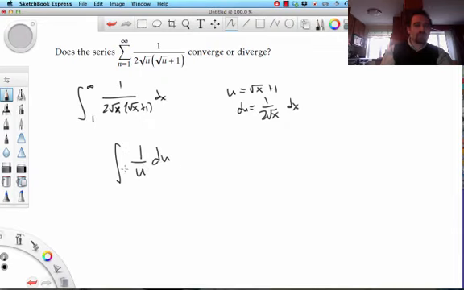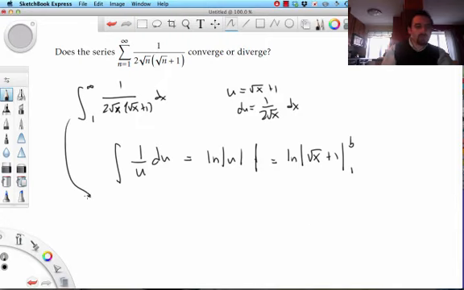And I'm leaving the limits of integration off right now until I do my u substitution back in. This is ln of u. Okay. Evaluated from some number to some number. I'm leaving those blank for now. But u is root x plus 1, so ln of u is ln of root x plus 1, and I'm evaluating this from 1 to b. Okay, so let's move down here.